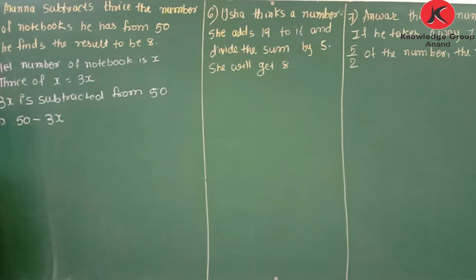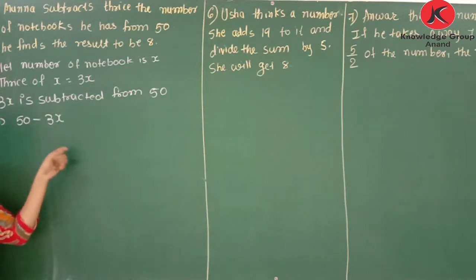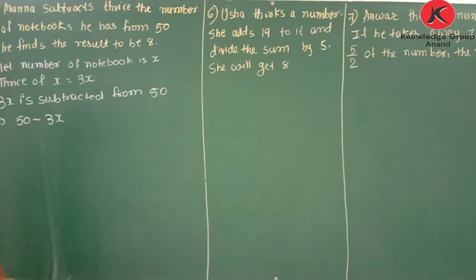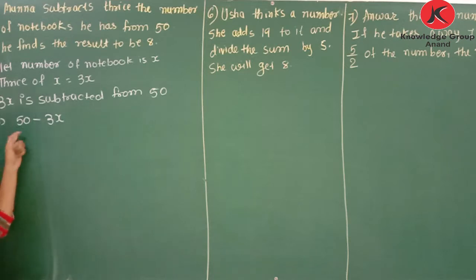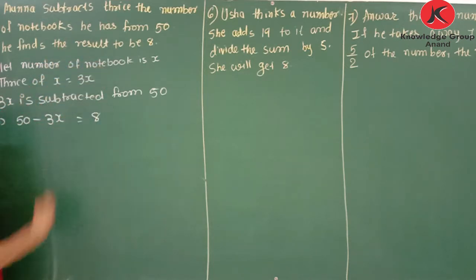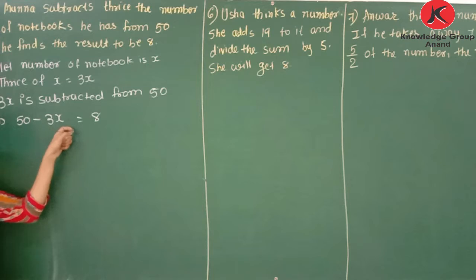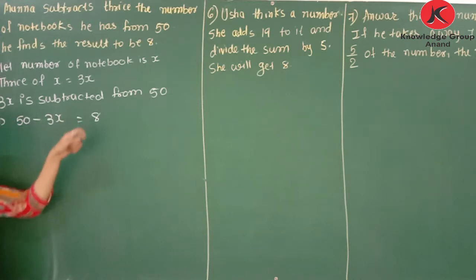Be careful whenever you write the equation like this. 3x is subtracted from 50. So you cannot write 3x minus 50, because you already learned subtraction is not commutative. So 50 minus 3x. The result is 8. Munna subtracts 3 times the number of notebooks from 50, so 50 minus 3x is equal to 8.